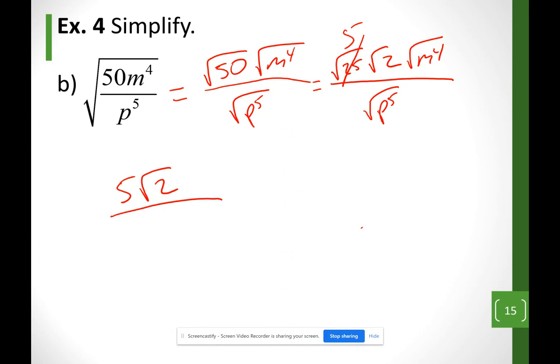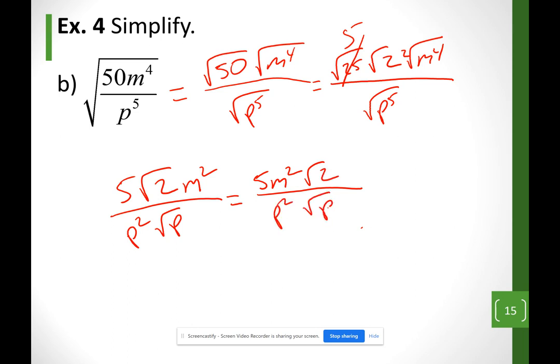Letter on the top, m to the 4th, that's basically the root is 2. Remember, I always go exponent divided by root. So that gives me m to the 2nd. And then at the bottom, I have p to the 2nd and square root of p. Now, let me rearrange things a little. Let me have the radical at the very end. So I have 5m squared radical 2 over p squared radical p.